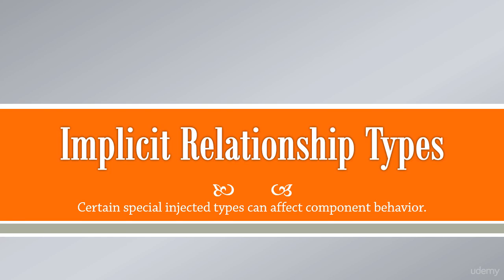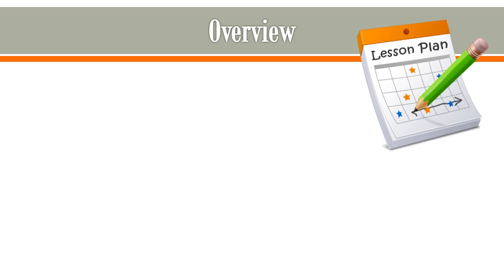In this section of the course, we're going to talk about implicit relationship types, which is a really neat idea of using certain special injected types instead of just the ordinary type in order to affect the behavior of the components that you're injecting. So here's what we're going to see in this entire section.